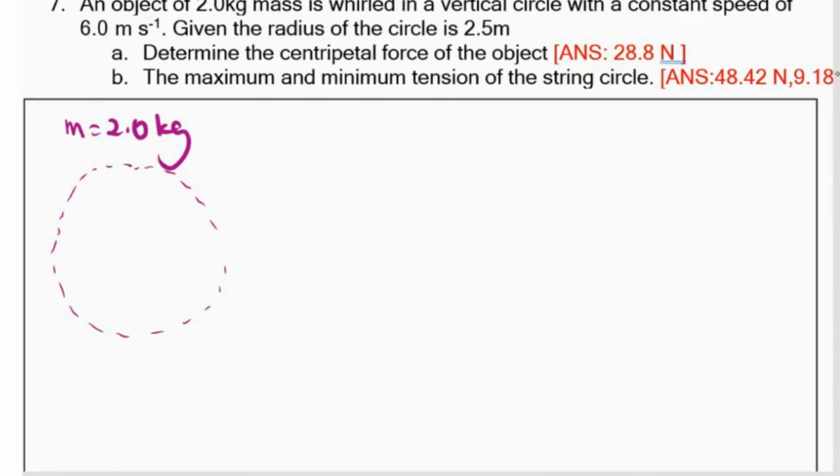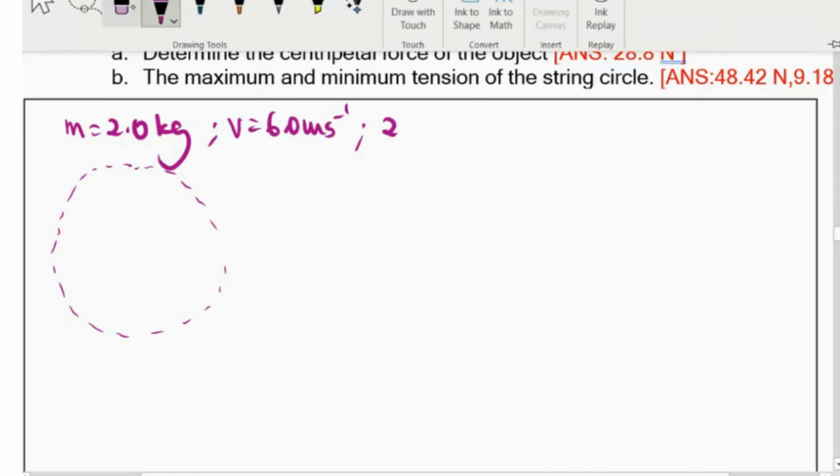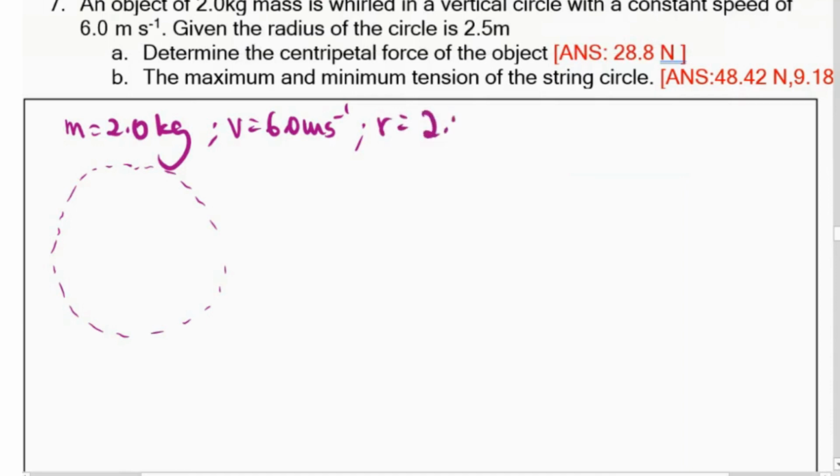With a constant speed of 6 meters per second. So given as well, V is 6 meters per second, and the radius of the circle is 2.5. So the radius is R, 2.5. Determine the centripetal force of the object. Okay, so let's draw this object M. This is the center, labeled as point O.